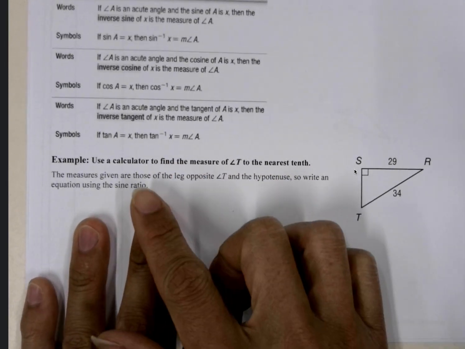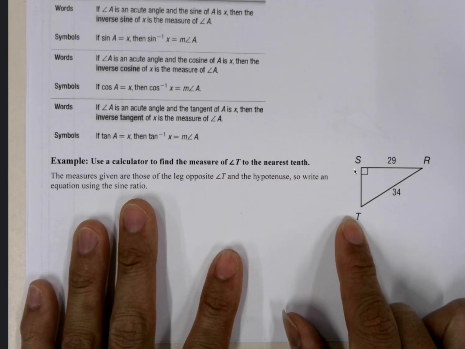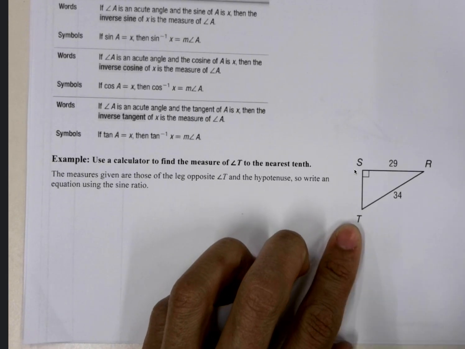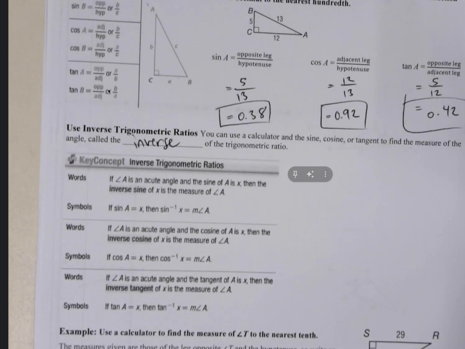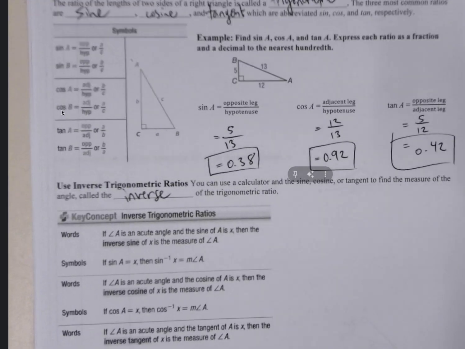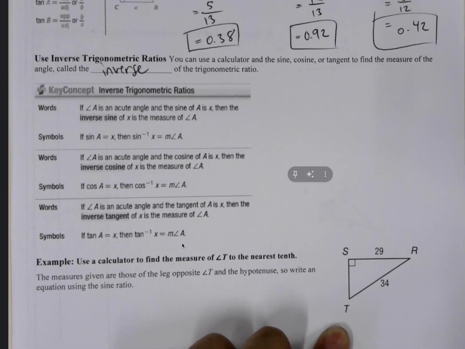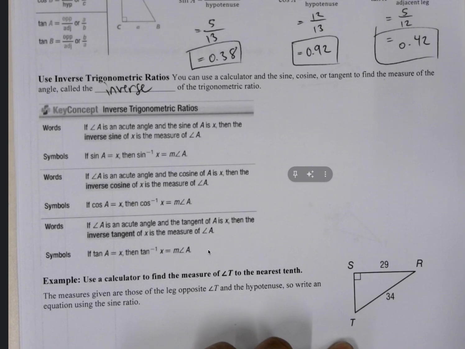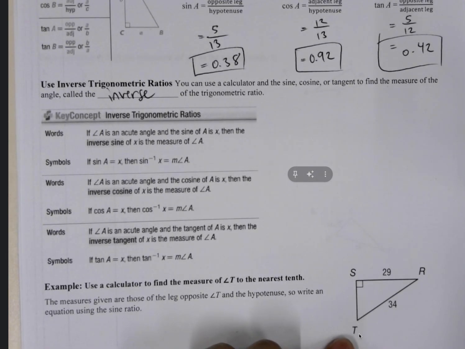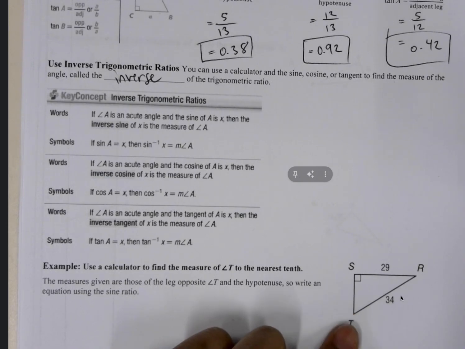So anyhow, we're here. This problem is use the calculator to find the measure of angle T. All right. How do we find the measure of angle T? Well, we need to use one of these ratios, and then we can use the inverse to find the measure of the angles. Now, which one should we use, right? So if we use angle T, then what do we have? We have the opposite, and we also have the hypotenuse, right?